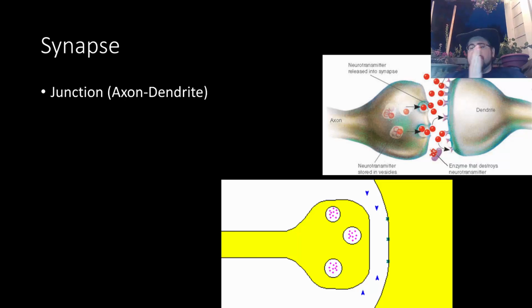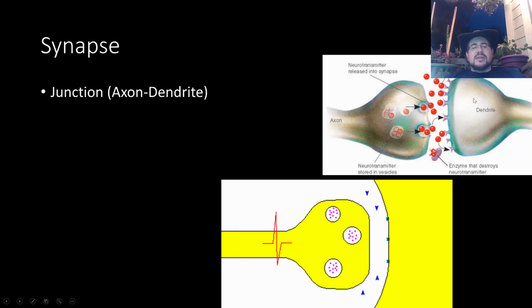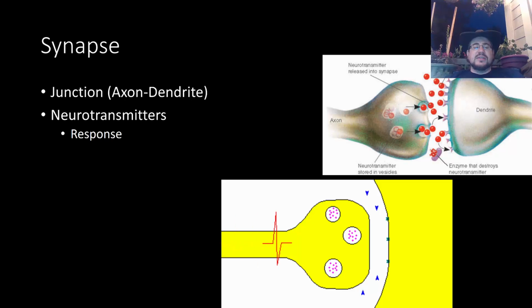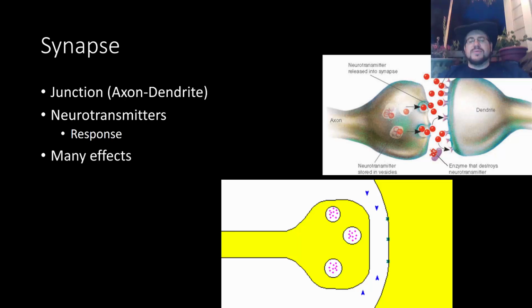So the action potential from neuron A travels down the axon until we get to this terminal end, and it can't just jump to the dendrite of neuron B. Instead, we have to send a signal, and that signal is a neurotransmitter. A neurotransmitter is basically any chemical that's released into a synapse that produces a response in a neuron or nerve cell.